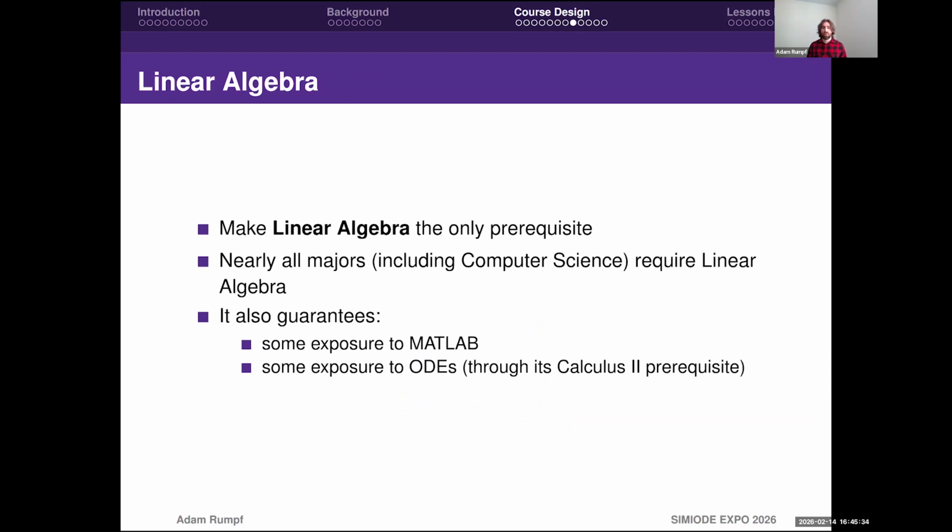The other big important design decision that we made going into the class was to decide to make linear algebra into its one and only prerequisite. There's a few reasons why we decided to do this, but one of the big ones is the fact that pretty much all of our majors, including computer science, require linear algebra, so that would open up our course to pretty much all of our majors.